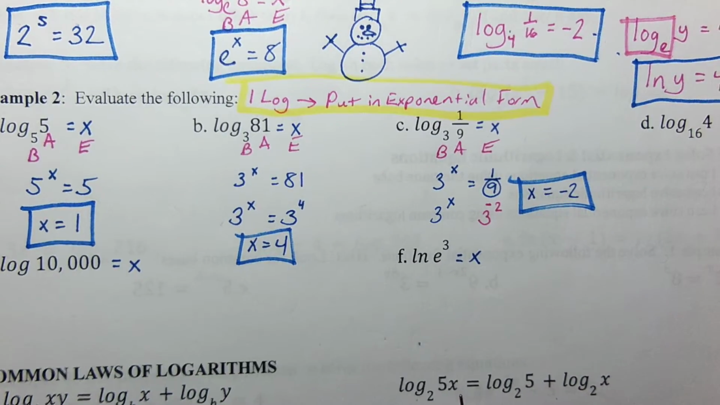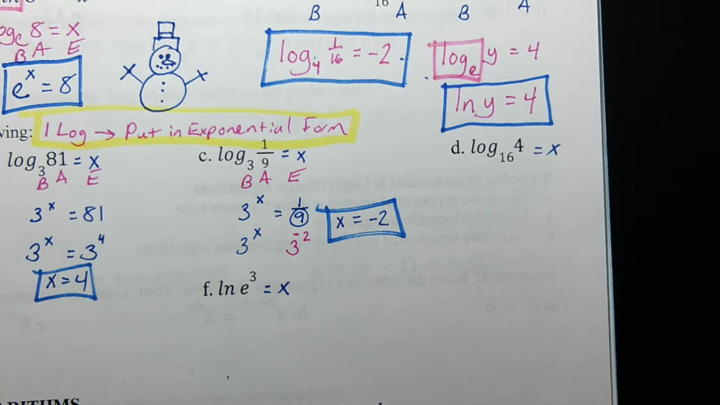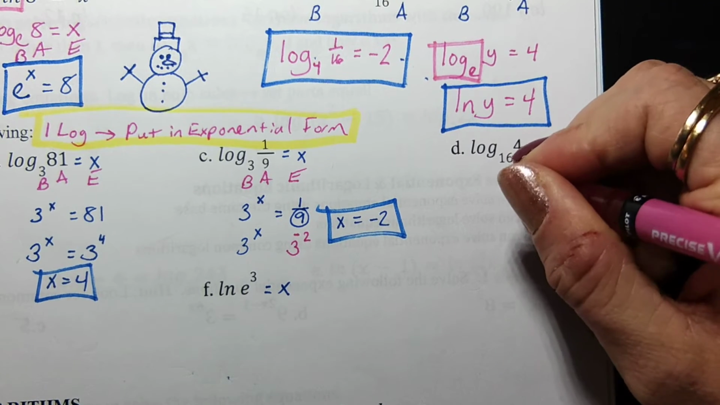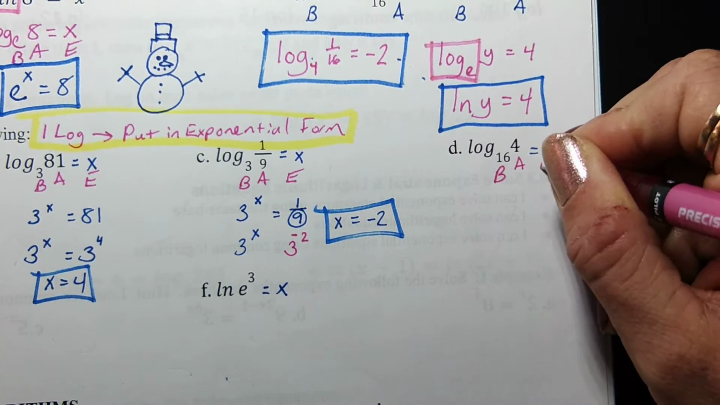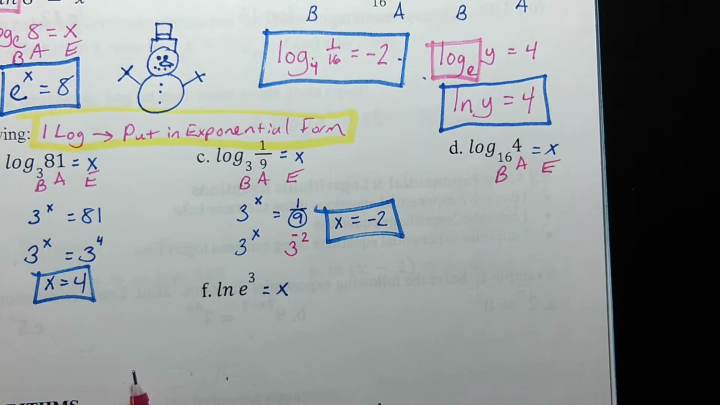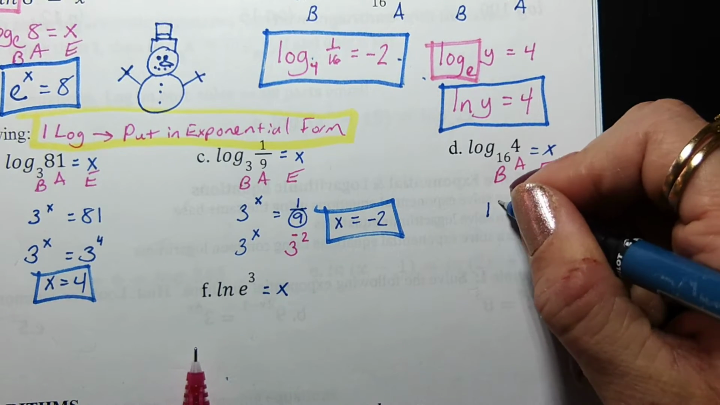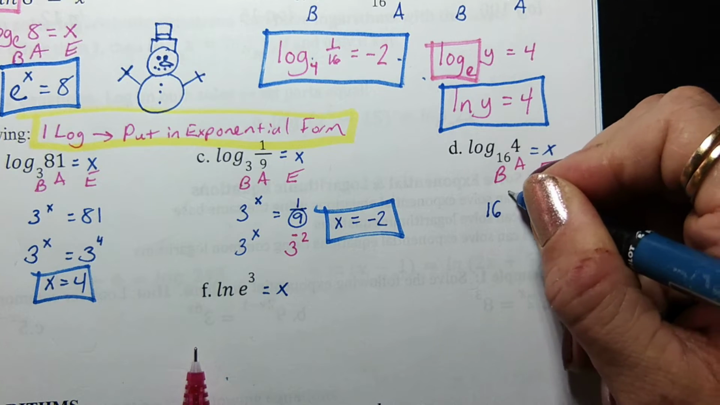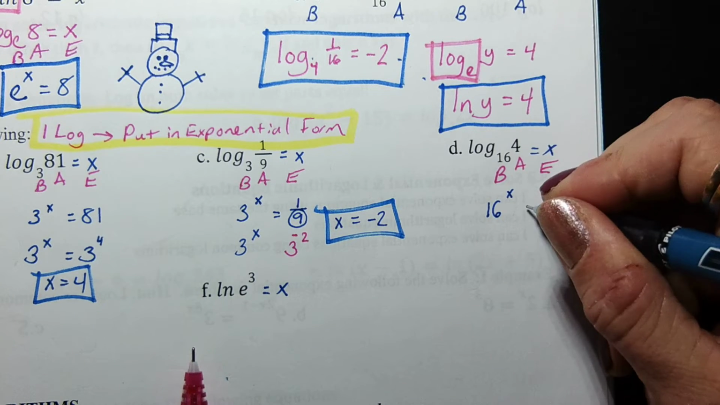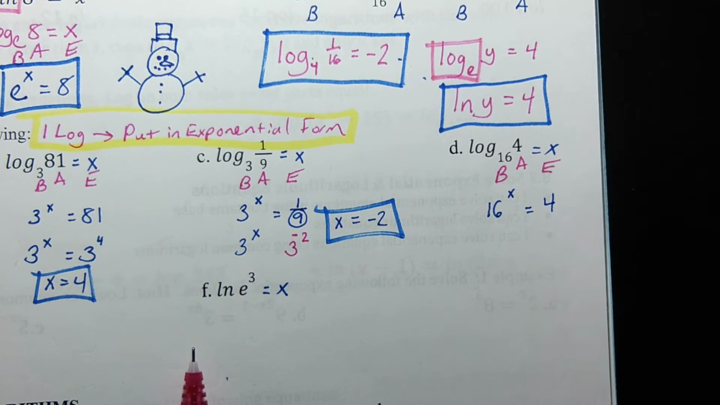So moving on to problem D. We see the word log and we think of the elephant with his big animal ears. So 16 is our base. The exponent that goes with that base is x. And our answer is 4. This one I think is a little bit harder to solve intuitively.